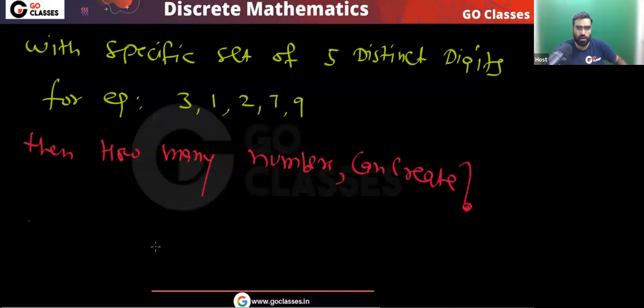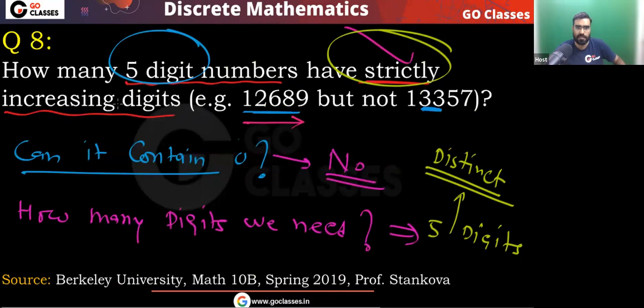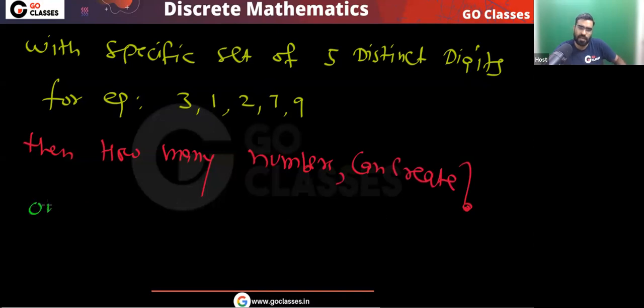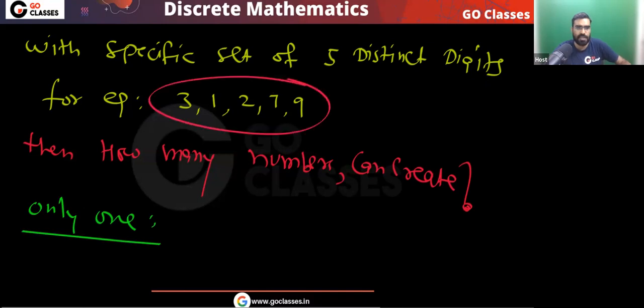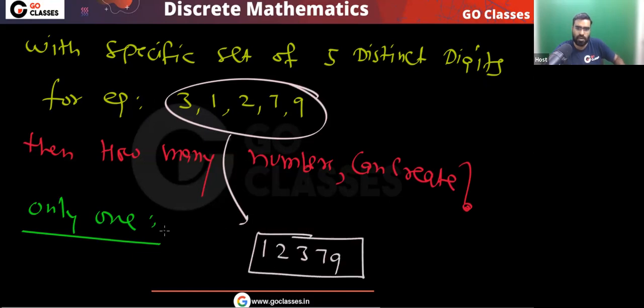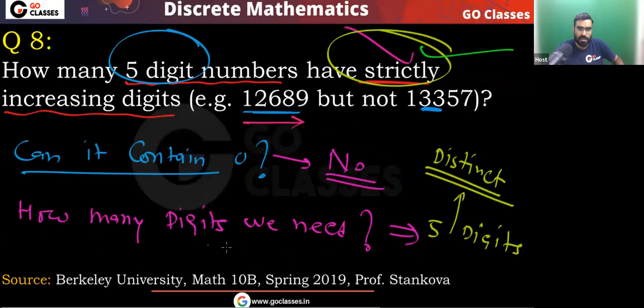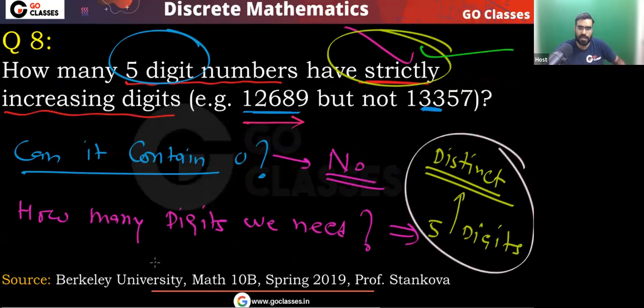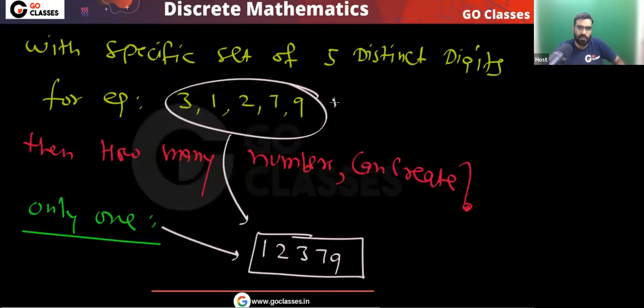Only one, because we need strictly increasing. So only one number we can create. And what will be that number? With these digits, that number will be 1, 2, 3, 7, 9. This is the only number that you can create. So the final answer will be what? Remember, very simple: you need 5 distinct digits, and once you have 5 distinct digits, only one number you can create.